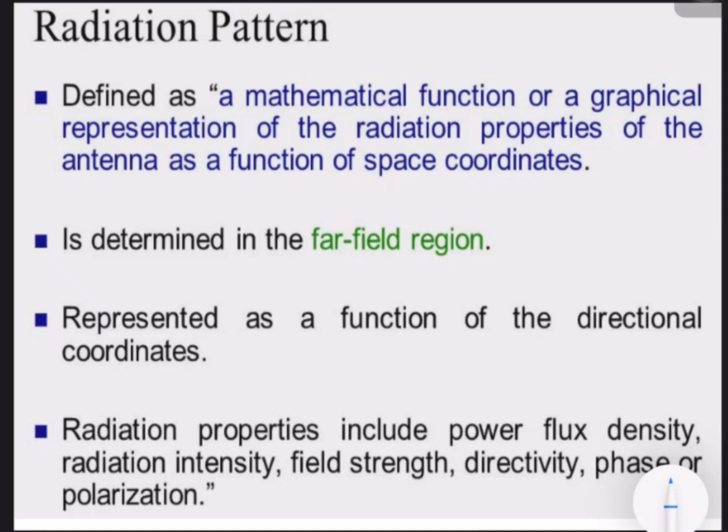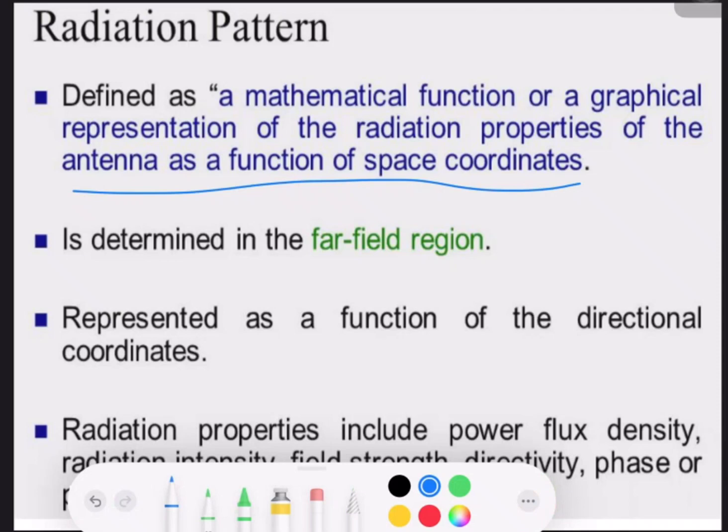So, a radiation pattern of an antenna is the graphical representation of the radiation properties of the antenna as a function of space coordinates. This is the definition of radiation pattern. It is a graphical representation of the radiation properties of an antenna as a function of space coordinates.